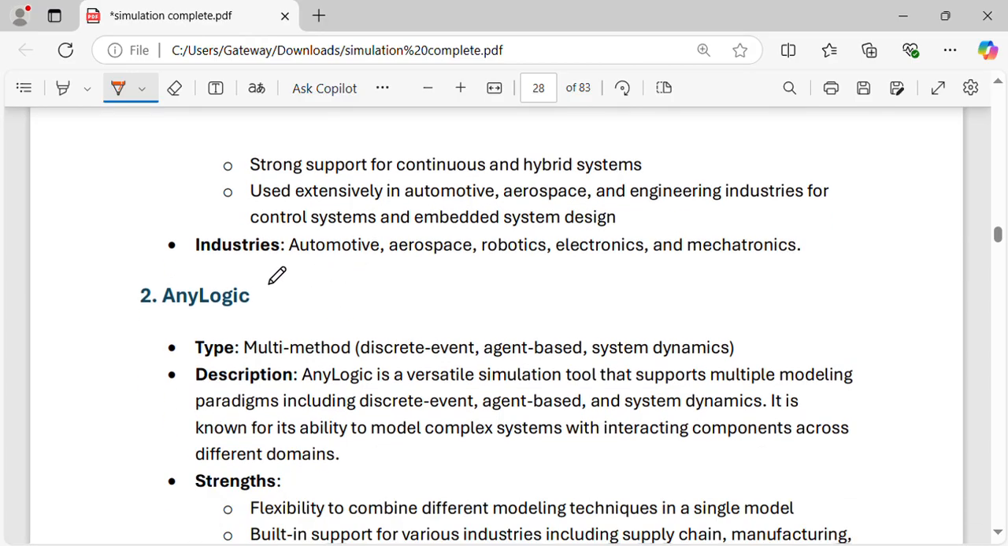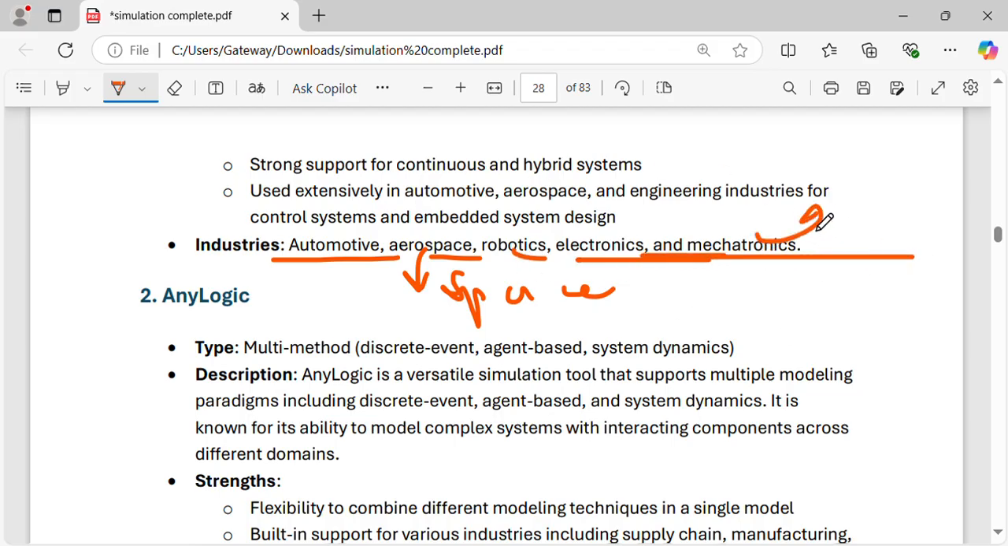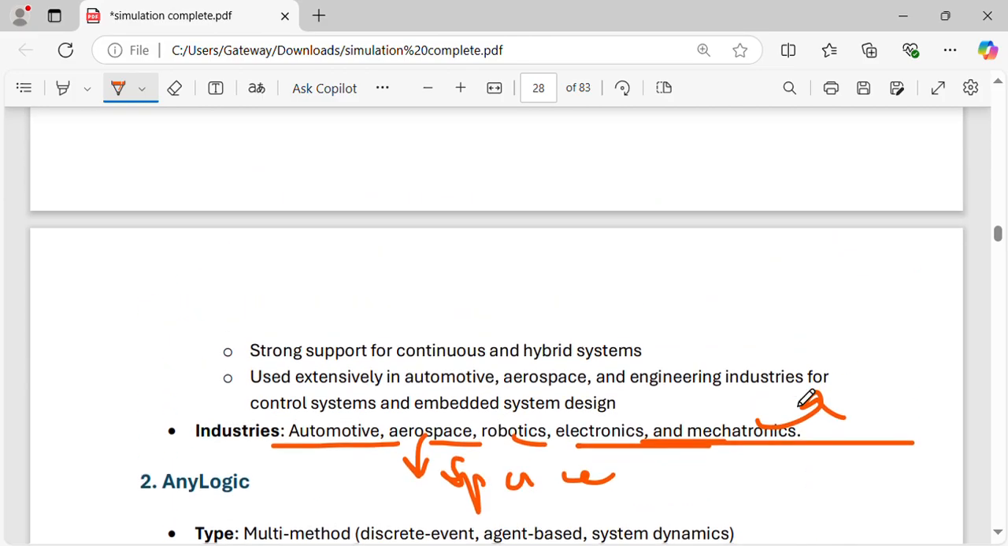Simulink is also used for automotive and aerospace. Aerospace works with simulations, building, and robotics, and electronics, and then mechatronics, right? The mechanical engineers usually work with this stuff, right?